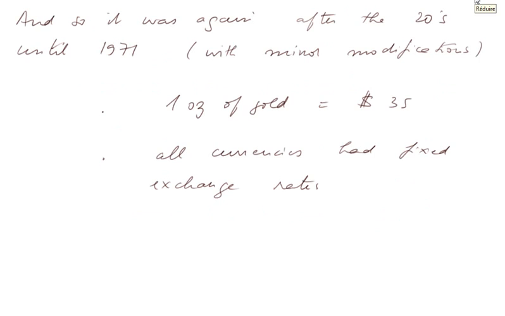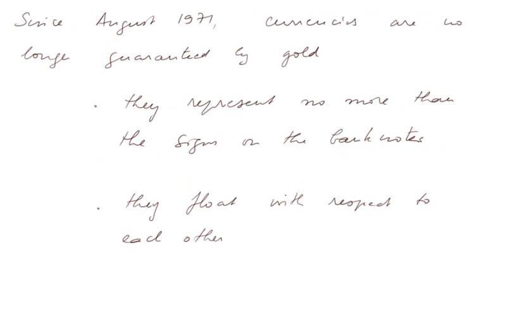And so it was again after the 20s until 1971 with some modification that I call minor. That is, 1 ounce of gold was worth $35, and all currencies had fixed exchange rates among each other. And there again, I'm simplifying a long story. Since August 1971, currencies are no longer guaranteed by gold. They represent now no more than the signs on the banknotes, and they float with respect to each other.